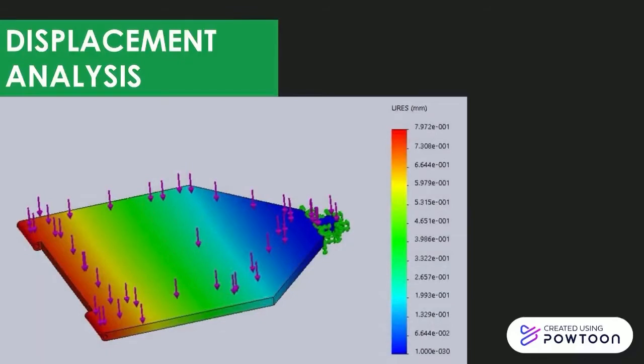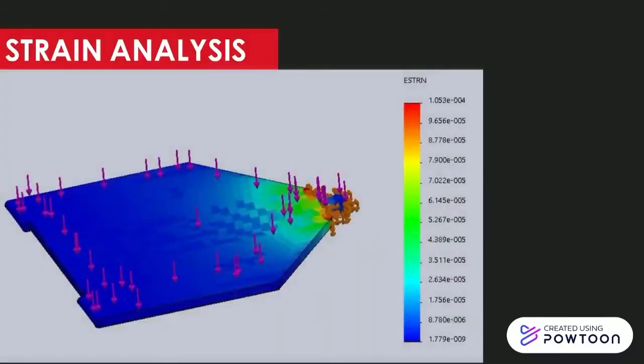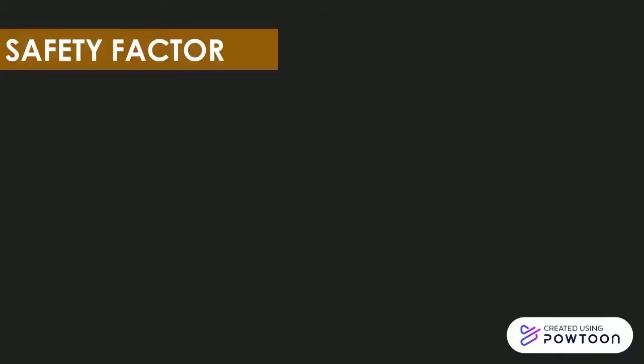Next is the displacement analysis. The red color represents the highest displacement when load is applied. The magnitude of the highest displacement is 7.972 × 10^-1 mm. The highest displacement happens at the end of the tray part. The third analysis is strain analysis. Strain usually happens at the highest stress and has the same location. The highest strain is 1.053 × 10^-4.